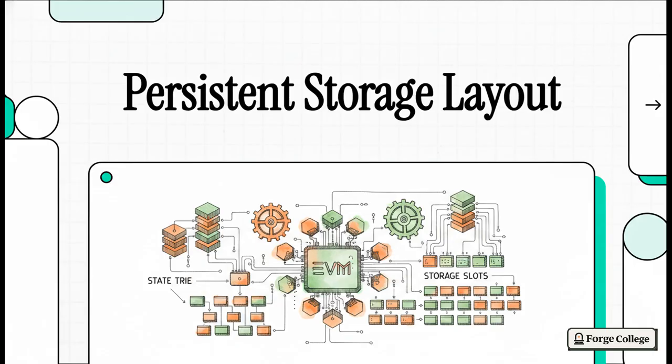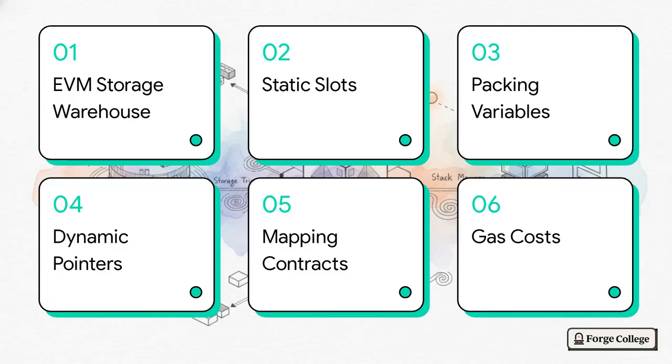Think of this like we're examining a master engineer's patent diagrams, drafted out in crisp orange and dark green ink on this nice textured beige parchment, as we figure out exactly where the Ethereum virtual machine physically puts your precious data. Okay, so here's our architectural blueprint for today's explainer.